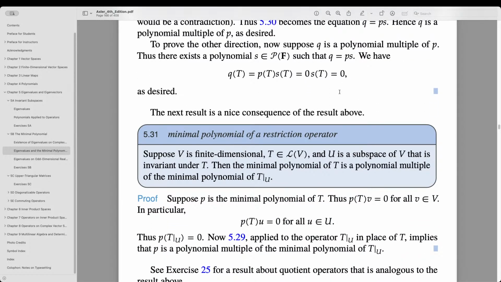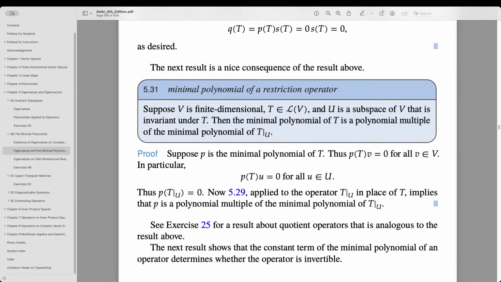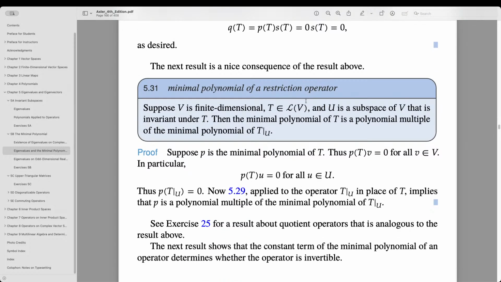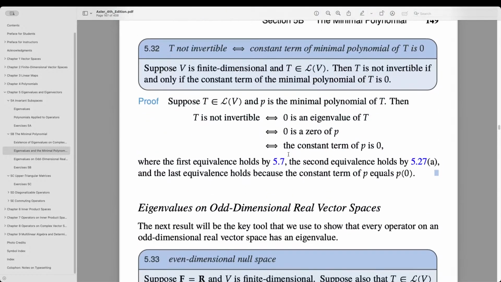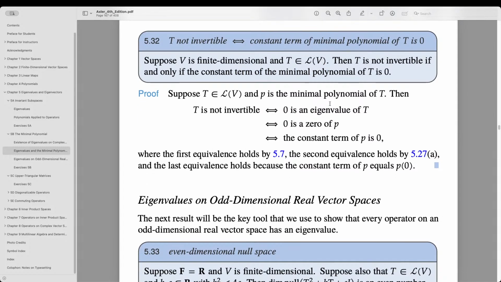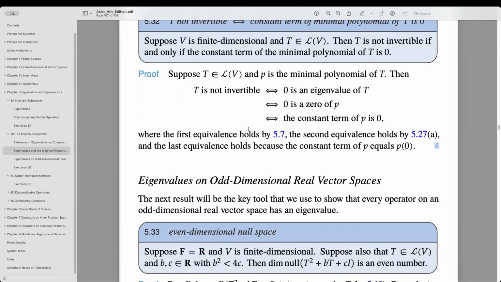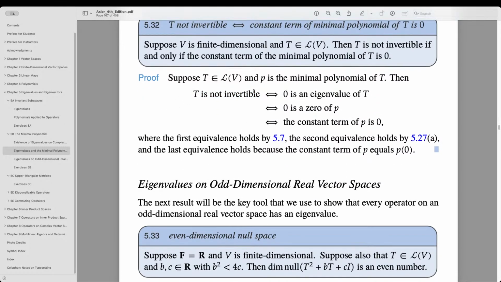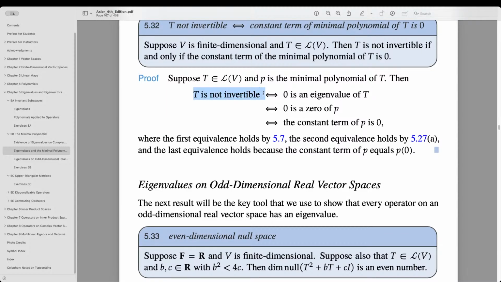Anyway, the minimal polynomial of the restriction operator: the minimal polynomial of T is a polynomial multiple of the minimal polynomial of T restricted to U. Cool. T is not invertible if and only if the constant term of the minimal polynomial of T is zero. This is kind of an interesting result. We'll just quickly go through because it's short. T is not invertible if and only if zero is an eigenvalue of T.